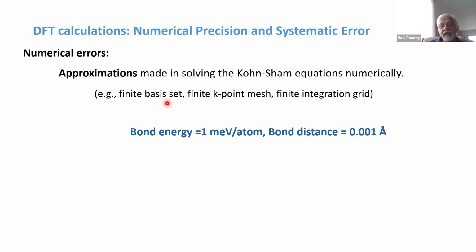So what we have is a finite basis set, which I think Dr. Verma or Dr. Ashok is going to talk about. Then we have, again, a finite k-point mesh, and a finite integration grid. These introduce numerical errors. So we can say the bond energy error is approximately of the order of a milli-electron volt per atom, and we can calculate the bond distances or the lattice constants very precisely, up to 0.001 angstrom.